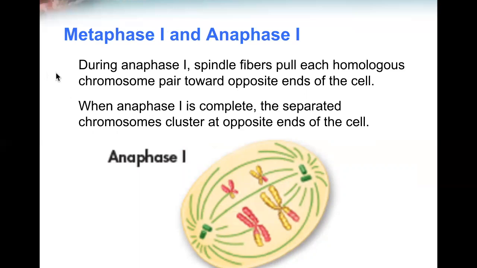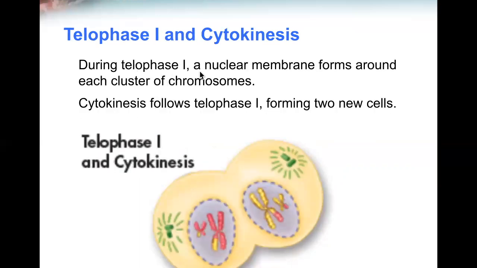During anaphase 1, spindle fibers pull each homologous chromosome pair toward the opposite end of the cell. When anaphase is complete, the separated chromosomes cluster at opposite ends of the cell. During telophase 1, a nuclear membrane forms around each cluster of chromosomes. Cytokinesis follows telophase 1, forming 2 new cells.